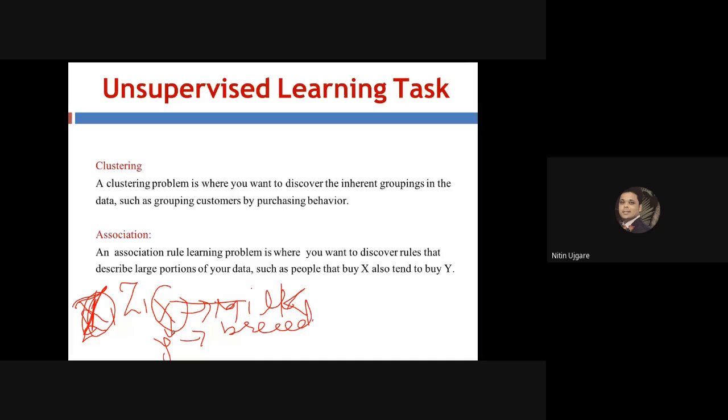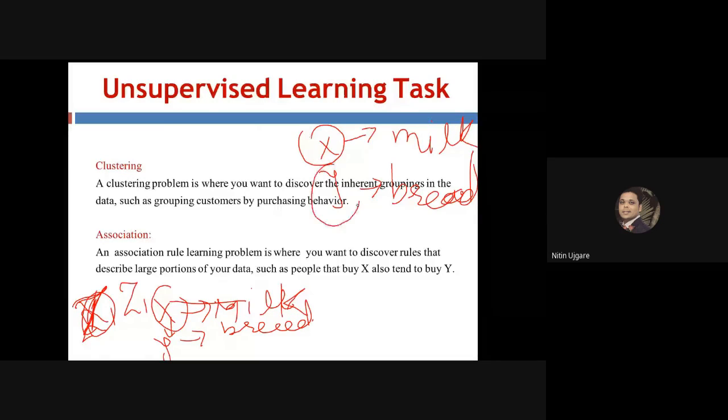So here we are trying to find out the relations between the items X and Y. Item X is milk and Y is bread. So we are trying to find out the relation between these two items, X and Y. That is the association domain. So that's all from my end.